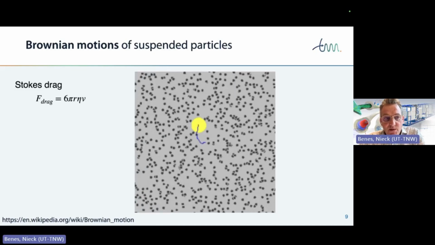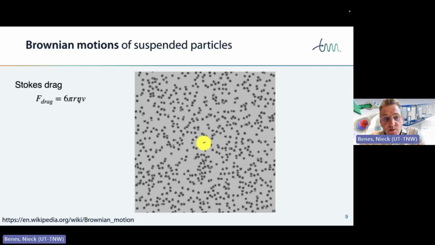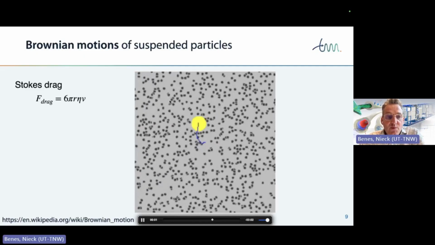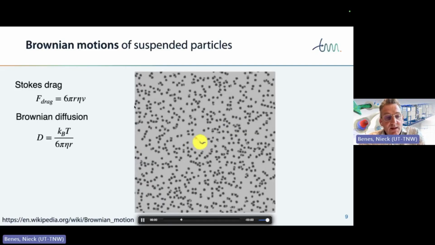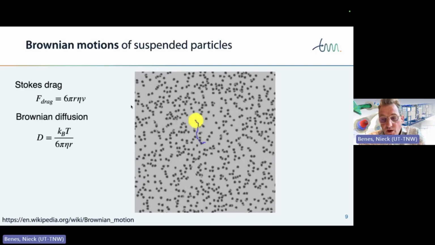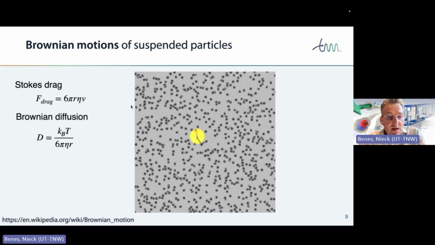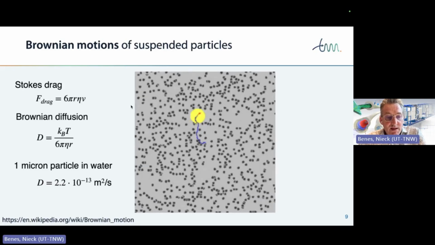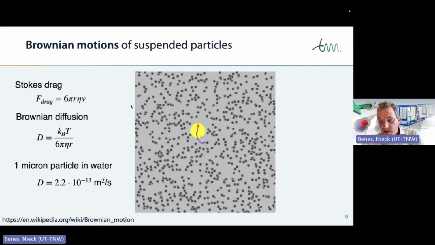So these particles experience something called Stokes drag. It contains the particle size, the radius of the particle r, and it contains the viscosity of the liquid. If we multiply by the thermal energy, then we can rewrite everything and we get this Brownian diffusion coefficient. And this contains all kinds of parameters that we know the values of. We know the value of Kb, the Boltzmann constant, we know the temperature, and if we fill in for the radius of the particle half a micron, then we get this diffusion coefficient value that you see here, 10 to the minus 13 square meters per second.